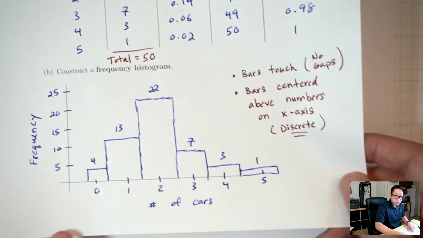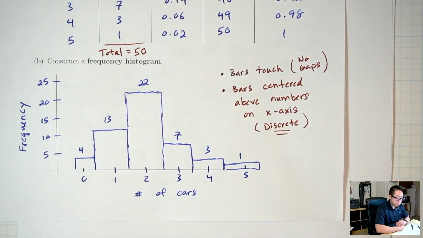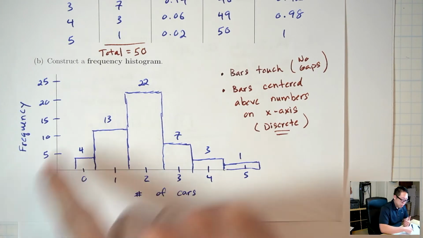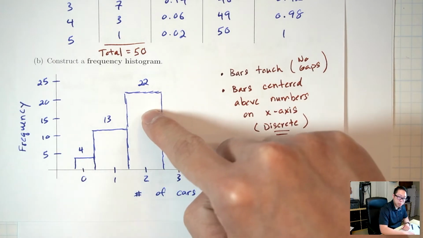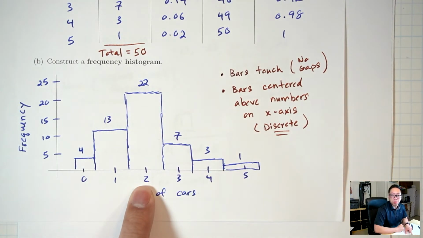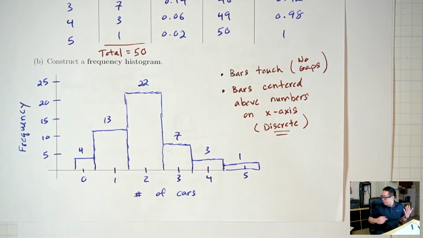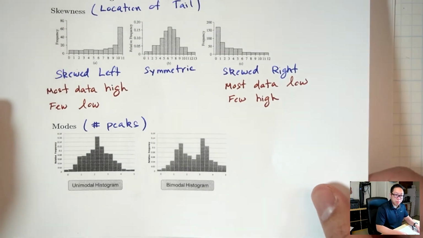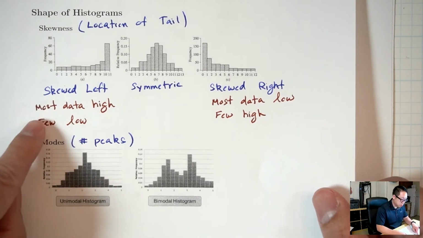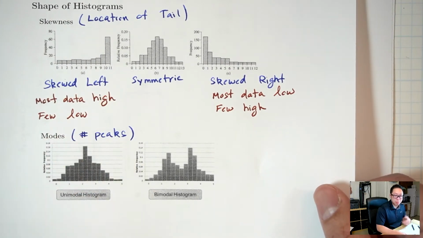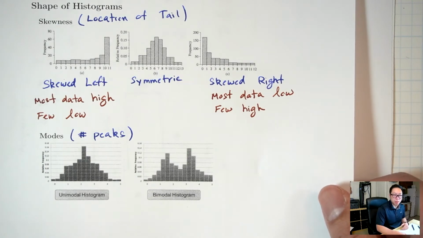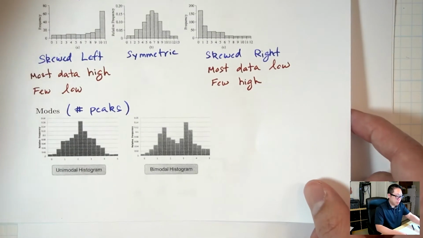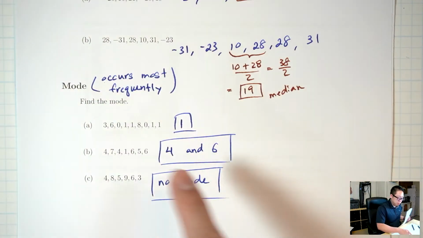In a histogram, it's also easy to find a mode. The mode is just the highest bar. Here the highest bar is this one, which represents 2. So 2 is the mode. Which is the reason why when we talked about the shape of a histogram, and we talk about modes, the modes refer to the peaks, as in the highest bar. The highest bar represents the highest frequency, and the highest frequency is the mode.